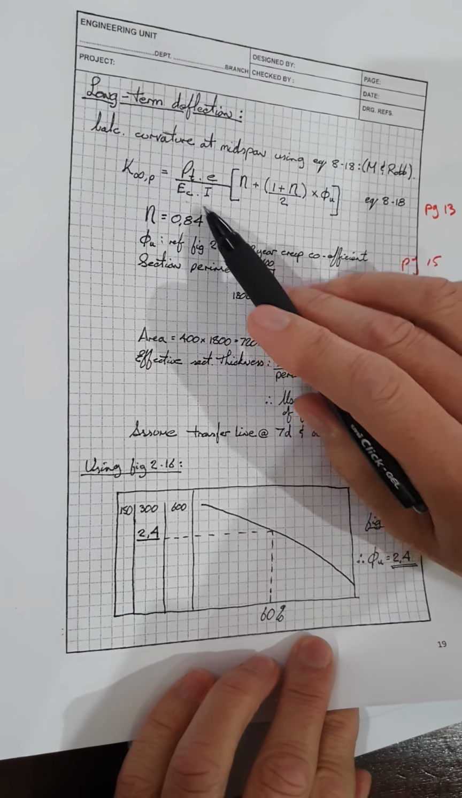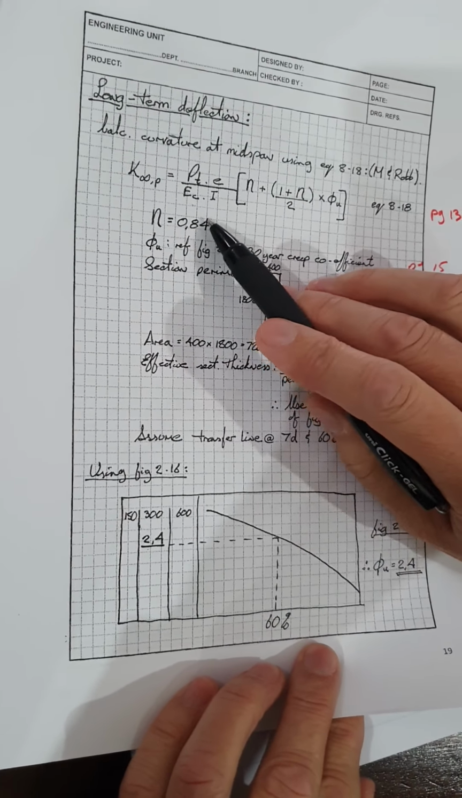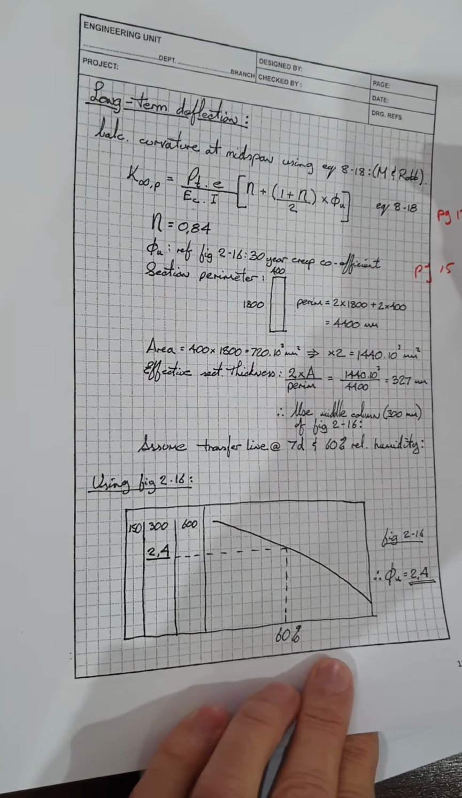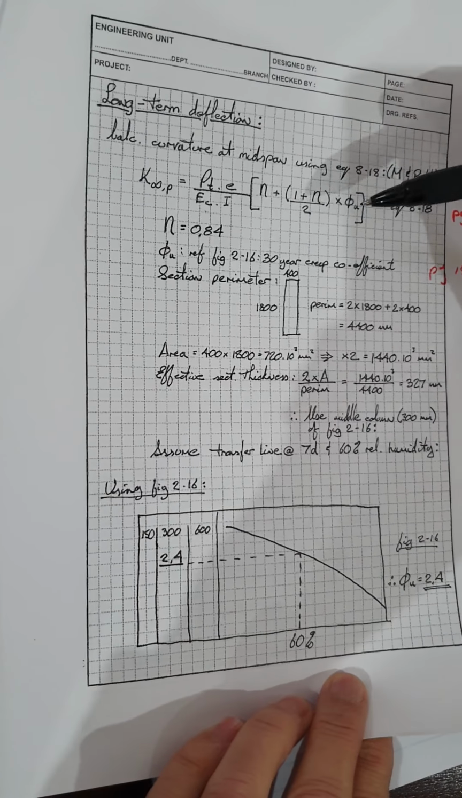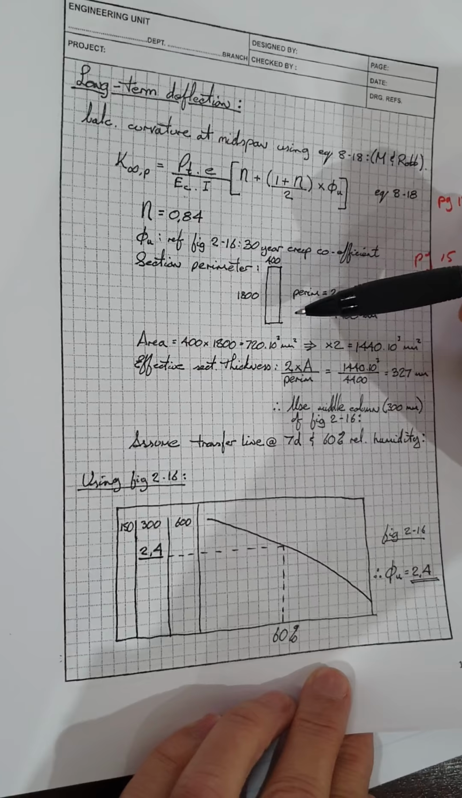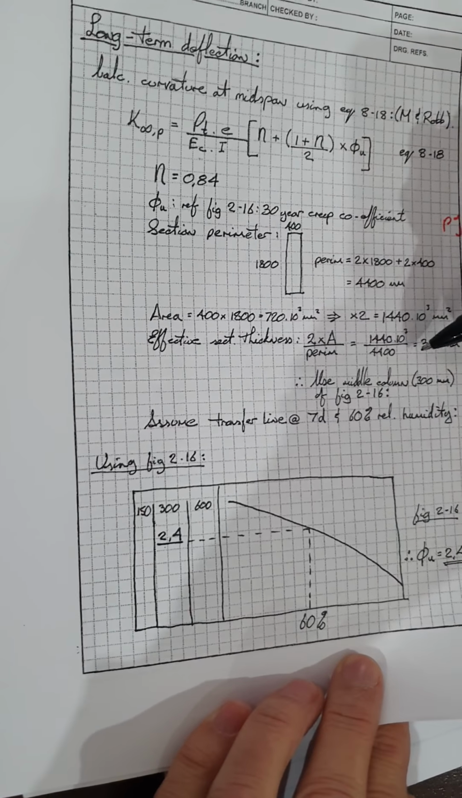The N that we're going to use here, this nether factor, don't use the one you estimated, use your actual long-term losses. Okay, don't forget that. Right, you need to calculate the perimeter of your structure. That's very straightforward, that's just easy maths. You need the area of your structure. You're going to get an effective section thickness over here.